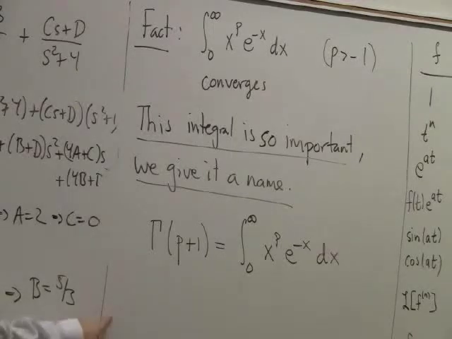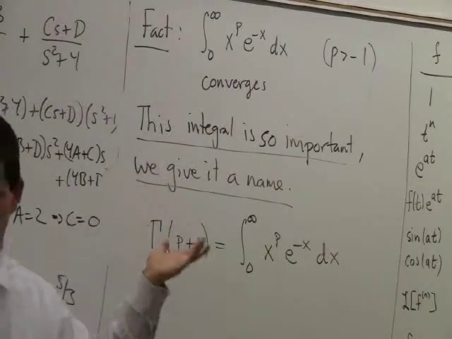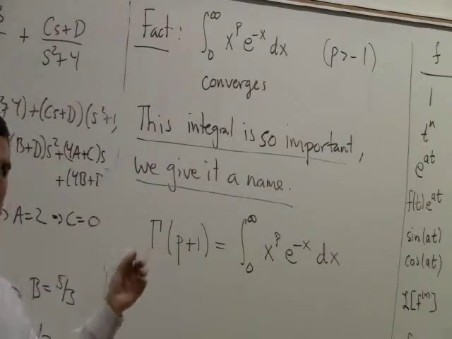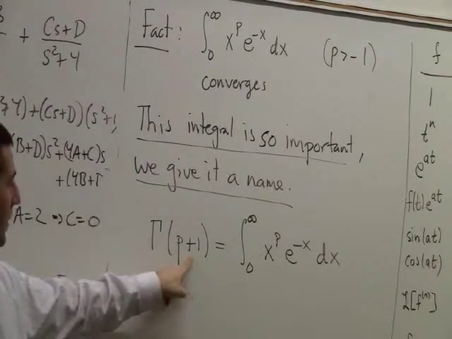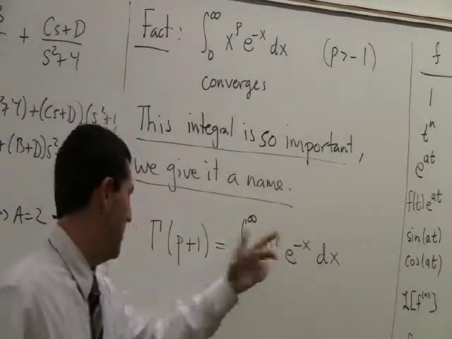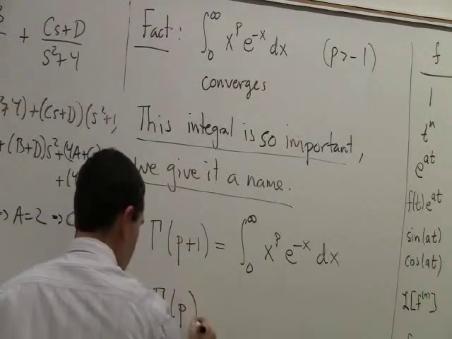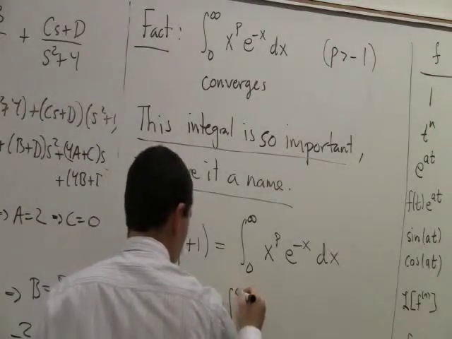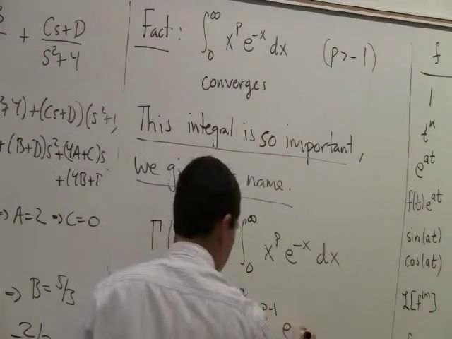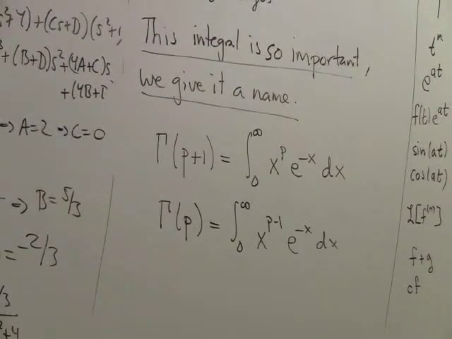So historically they've shifted things for some reason. Okay, and we won't go into those reasons right now, but gamma of p plus 1 is defined at p, or sometimes they write it like this. Gamma of p is defined to be the integral x to the p minus 1. Okay, sometimes they write it like that.